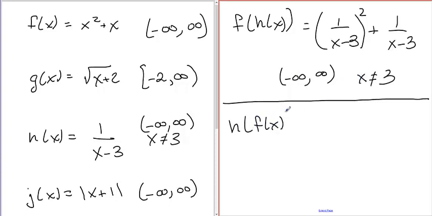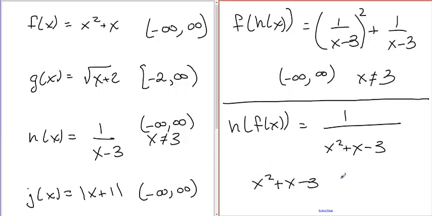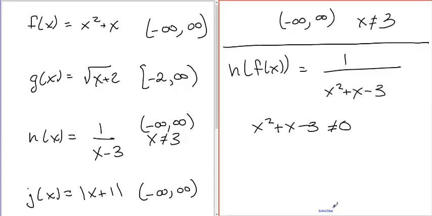Okay, let's do the other way around. h of f of x. So there we plug that into here. So you get x squared plus x. That would go in for x here, minus 3. Now in this case, this x squared plus x minus 3 cannot equal 0, because if it does, then this expression divides by 0. And again, this is not an easily factorable expression. You could use the quadratic equation or completing the square to find the solutions where this would go to 0, and that would be where the domain does not exist. So the domain here would be all real numbers except where this is equal to 0.